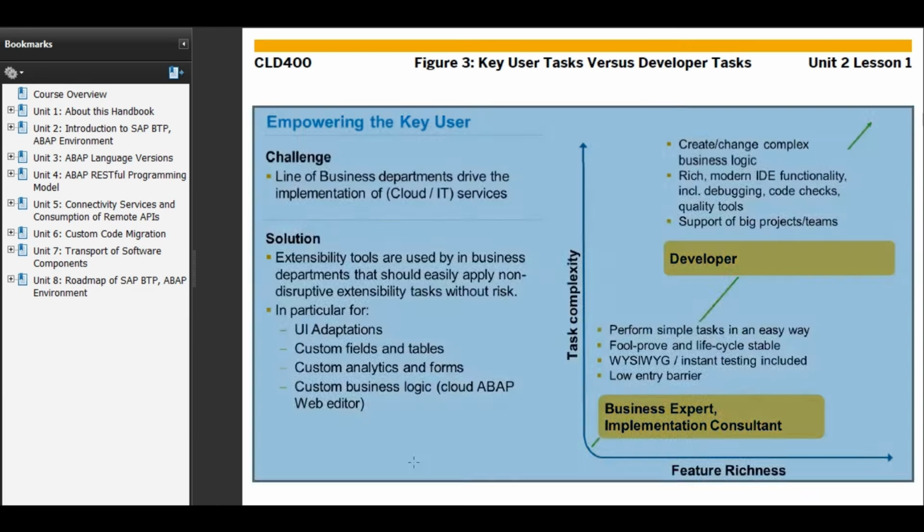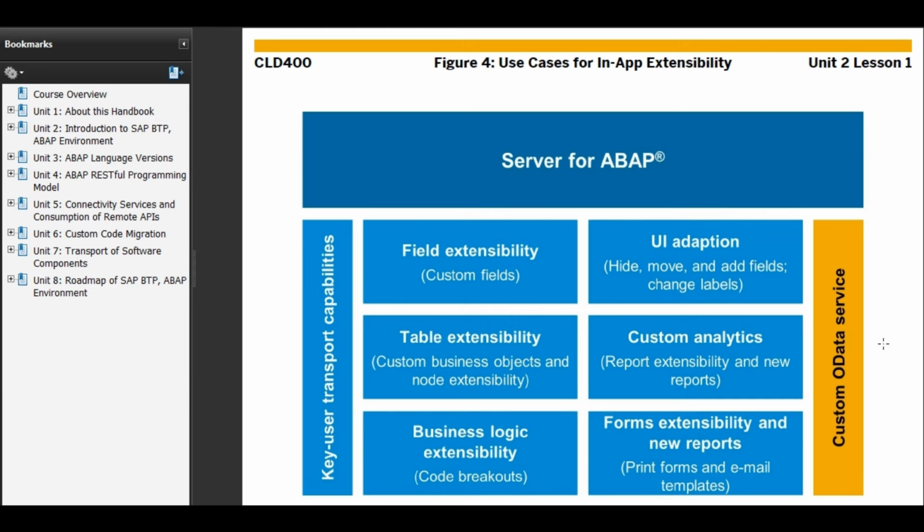Now we have the server for ABAP, where we have discussed field extensibility, UI adaptation, table extensibility, custom analytics, business logic, forms extensibility, and new reports. These are all things that can be done here.